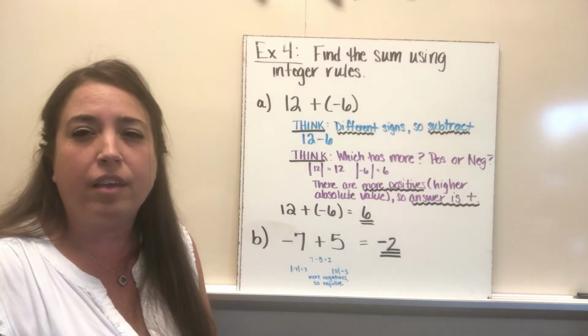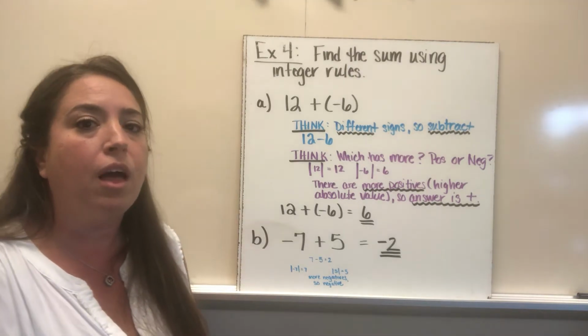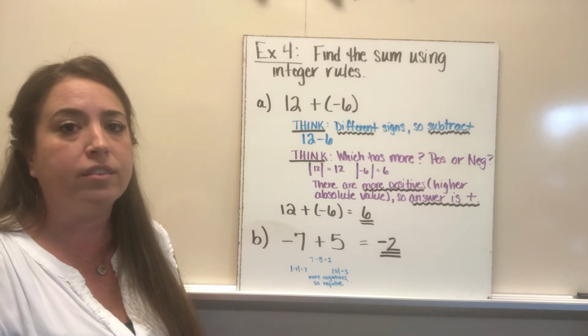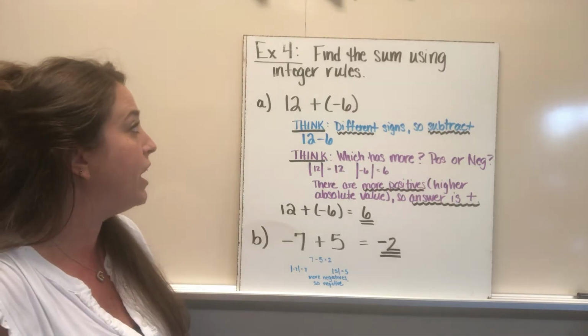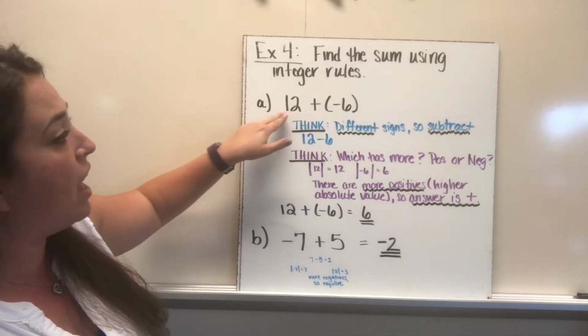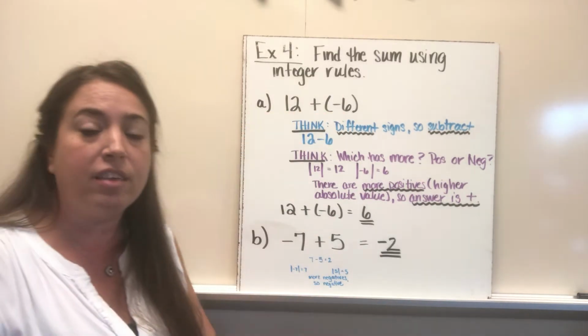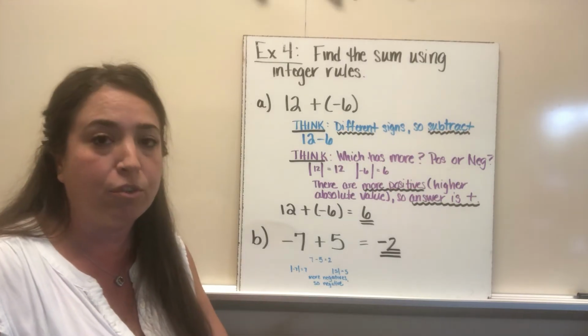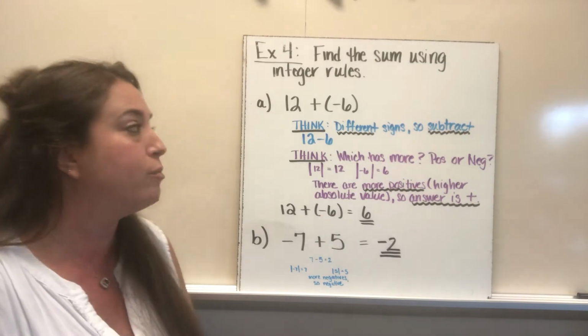Now taking a look at example 4, we're not going to use the number line. We're actually going to use the rules that I introduced in the key concept before example 3. And that rule was, if you have different signs, you need to subtract the absolute values and then keep the sign of the higher absolute value, or whichever group has more.